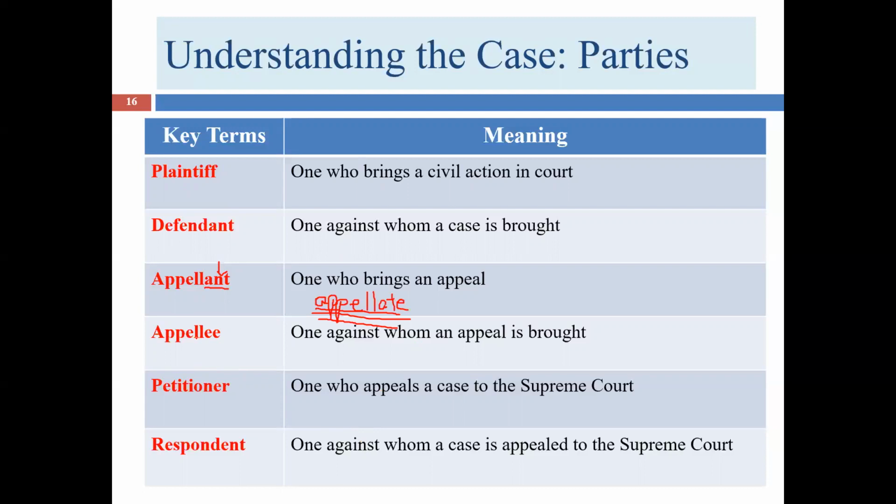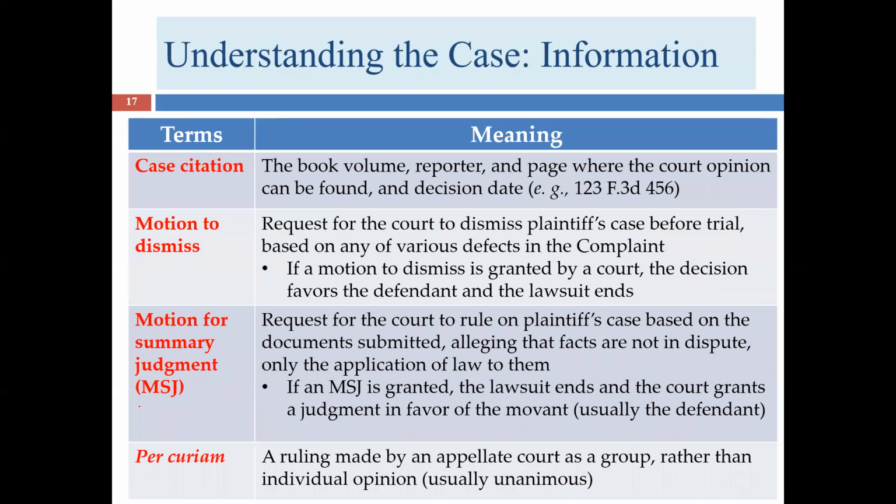So sometimes the appellee is called the defendant of the appeal. As you go to a higher level, to the ultimate court in that state, be it the Texas Supreme Court or the U.S. Supreme Court, we have the petitioner and the respondent. The petitioner is like the appellant. The respondent is like the appellee. So that kind of goes to that terminology.